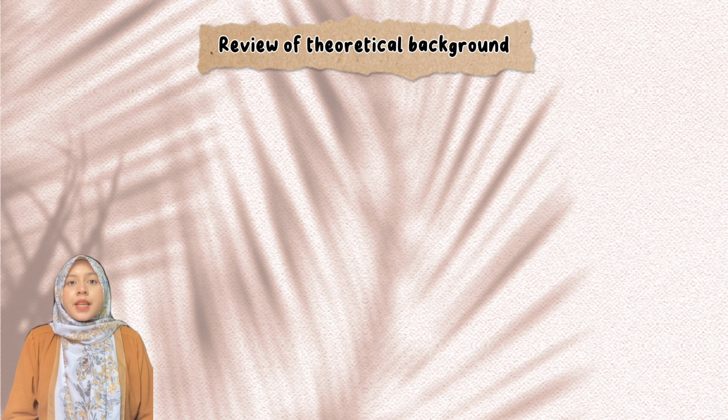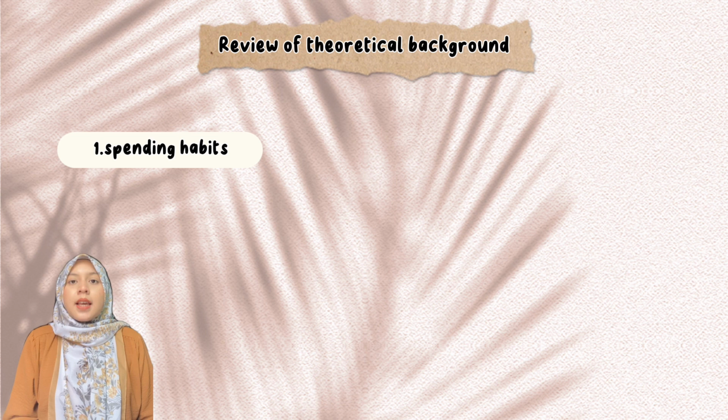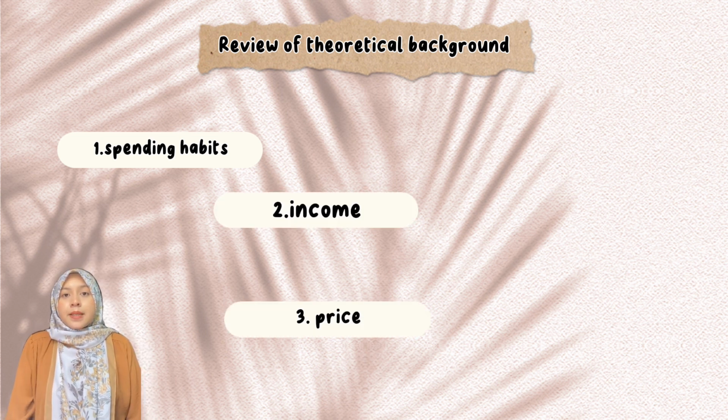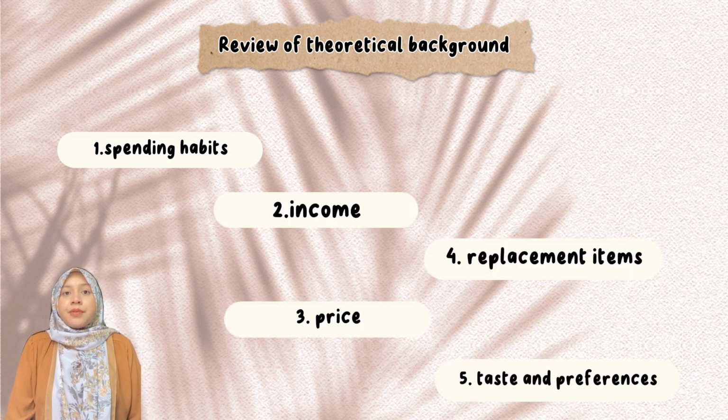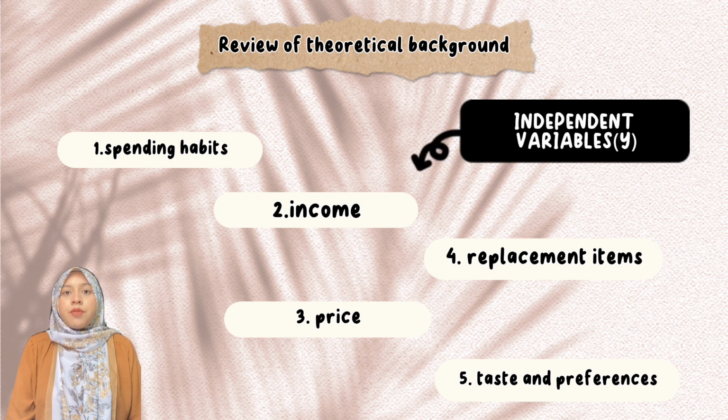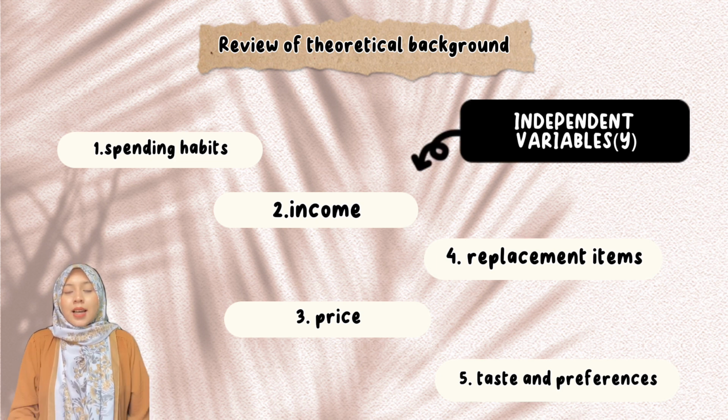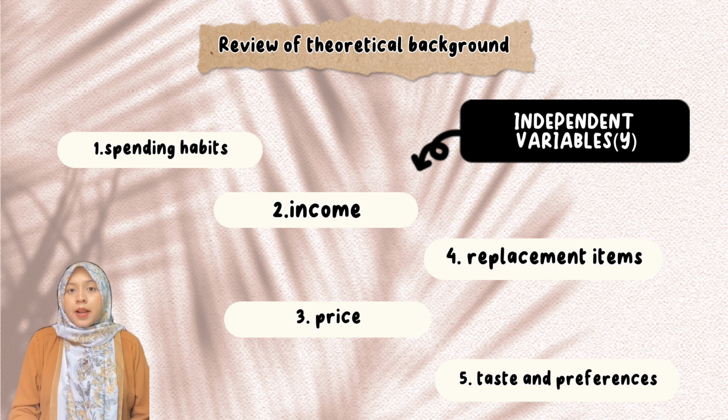In this subtopic, the review of theoretical background explains spending habit, income, price, replacement item, taste and preference. Those are my independent variables for this research. I also found theories related to the independent variables. For example, income has a relationship with John Maynard Keynes' income expenditure theory, and price is connected to the law of demand theory by McConnell et al.